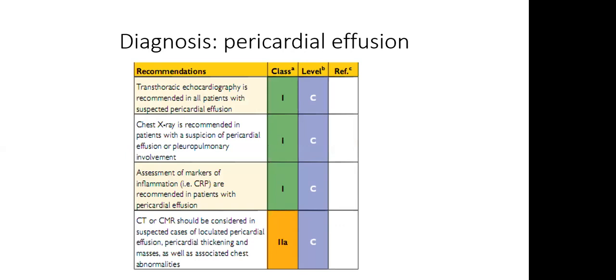Okay, so straight to the diagnosis, the use of a transthoracic echo is a class 1 recommendation. The chest X-ray is also a class 1 recommendation, and then assessment of markers of inflammation, CRP, is another class 1 recommendation. And both the ESC and the American College are also pushing the use of imaging, which is still a class 2 recommendation here.